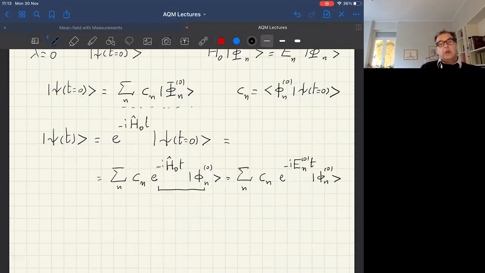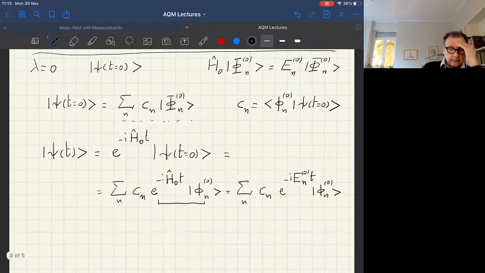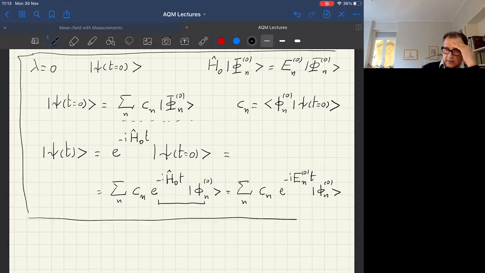Okay. So when lambda is equal to 0, this is the case lambda equal to 0, the evolution is nothing else than, expressed in the basis of H0, a set of coefficients. These are time independent, okay? Times an exponential times phi 0, okay?